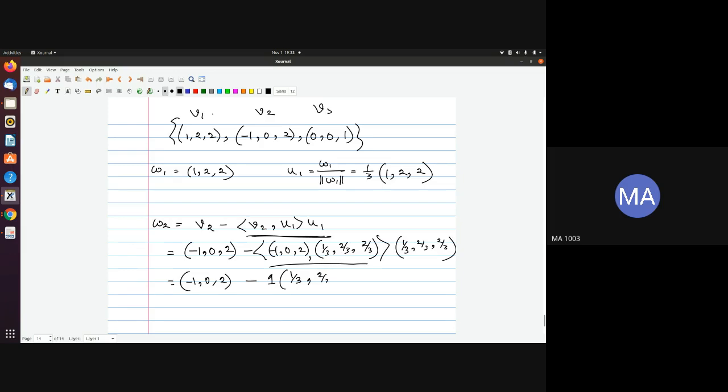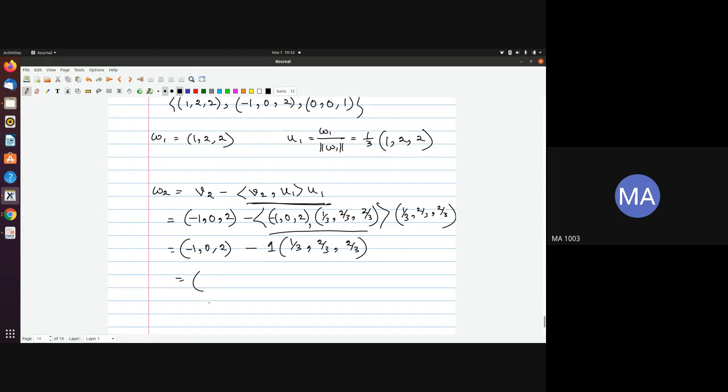Times 1 by 3, 2 by 3, 2 by 3. And if I do this subtraction, what am I getting? Minus 4 by 3, minus 2 by 3, 4 by 3. So this is my W2.